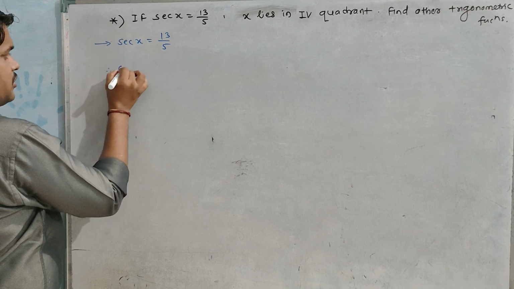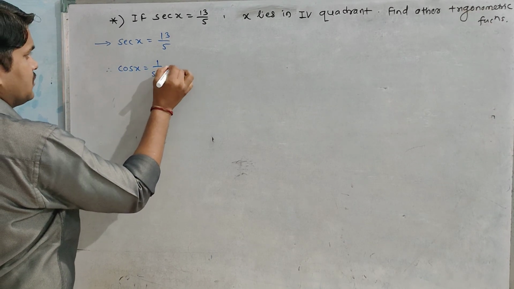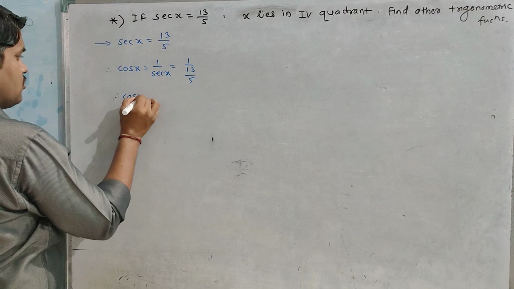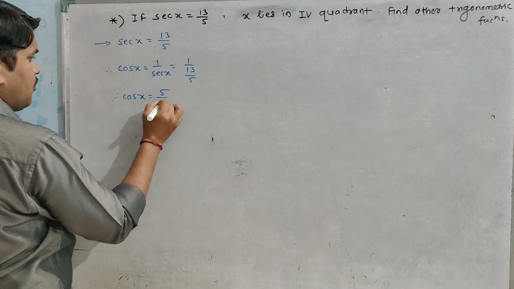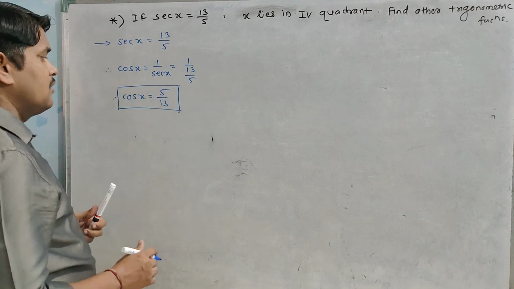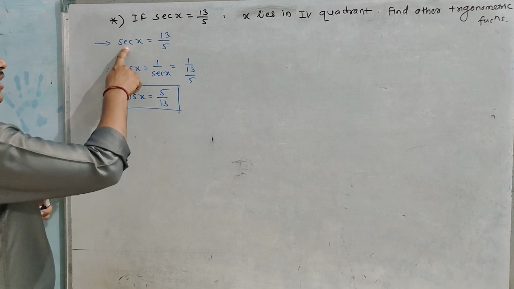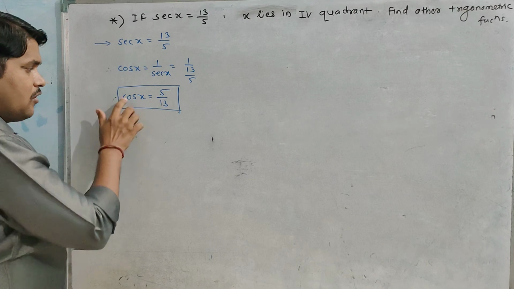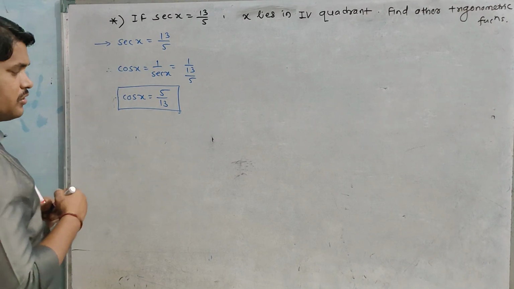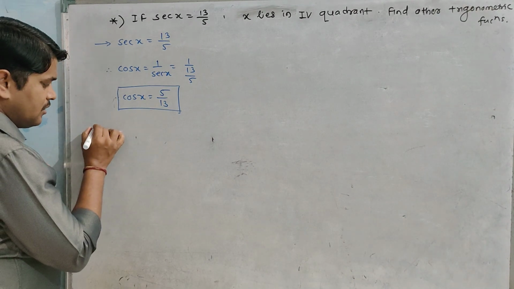So from this equation we get cos x is equal to 1 upon sec x, which is equal to 1 upon 13 upon 5. So we get cos x equal to 5 upon 13. Now, by using identity, we can use either 1 plus tan square is equal to sec square, or sin square plus cos square is equal to 1. I will use the second one. Whichever method you use, the answer will be the same.